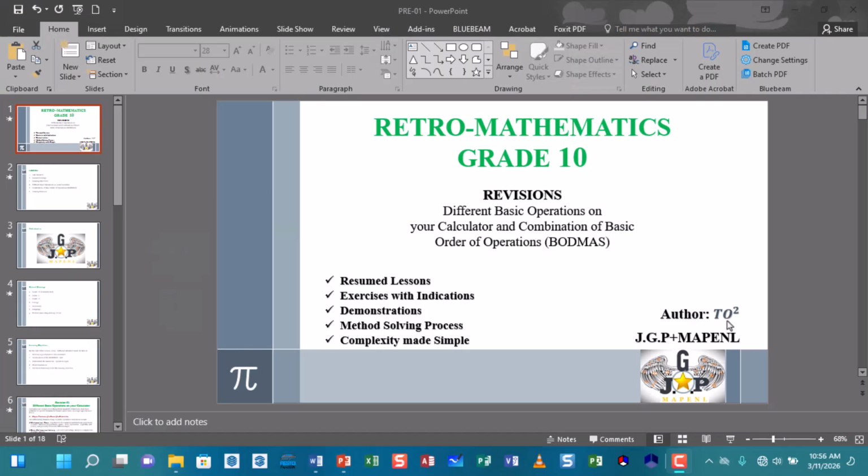So for today, we're going to start with the revisions. We're going to have our first revision for grade 10. The first revision will be on the different basic operations on your calculator and the combination of basic order of operations, or let's say, into brackets, BODMAS. So we're going to start with this.